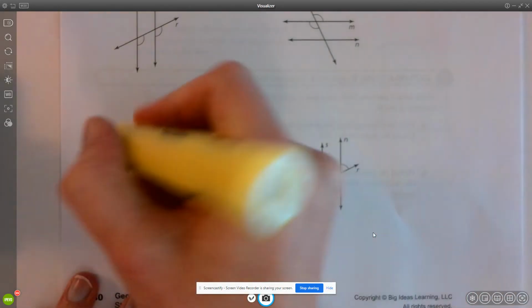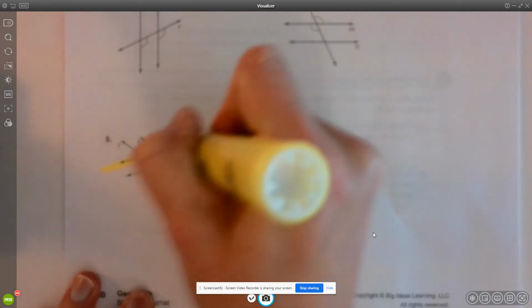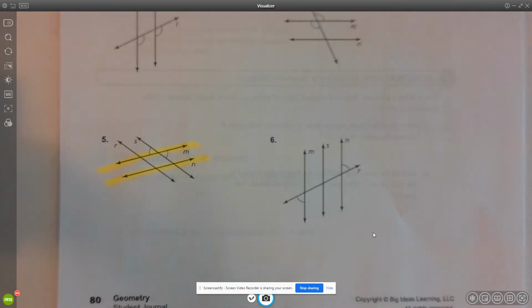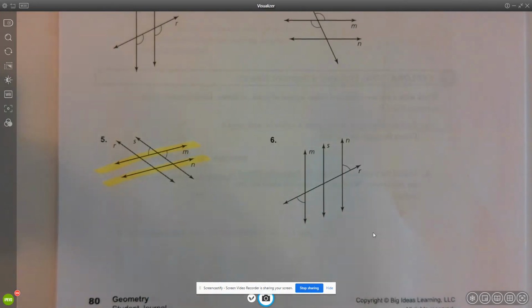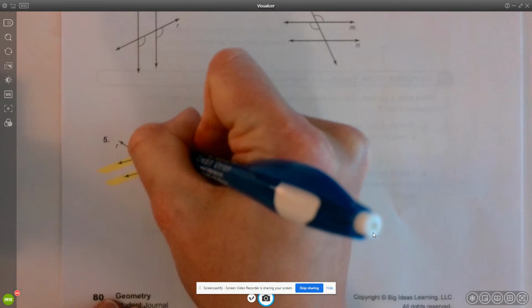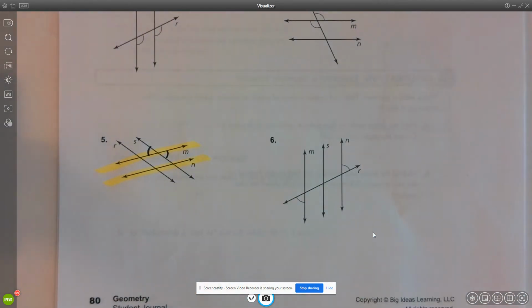So when I go to number 5, I just want to keep that in mind. I'm going to highlight line M and line N. We want to know, are my two yellow lines parallel? Do I have enough information to know that? And so from what I can see in my picture, this angle here and this angle here are congruent. And that's fine. And I know that because those are vertical angles.